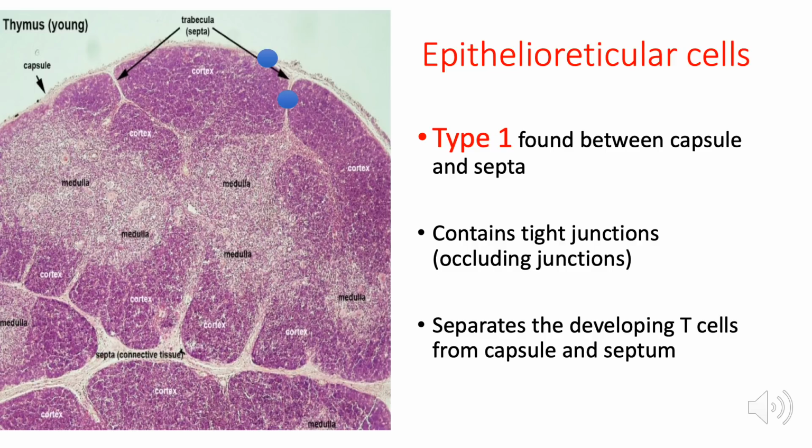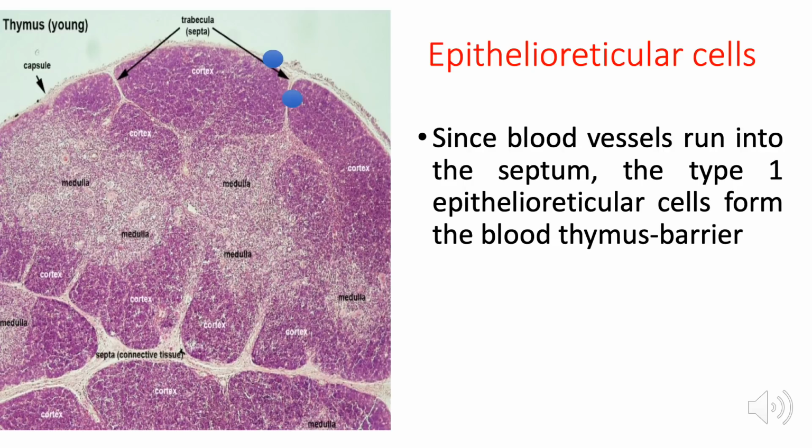These cells are provided with tight junctions, and you know very well that tight junctions do not allow chemicals to pass through between the cells. So therefore, these cells can protect the developing lymphocytes in the thymic lobules from the toxic chemicals present in the blood vessels in the capsule and septa. Therefore, the type 1 epithelial reticular cells are the ones responsible for forming the blood-thymus barrier.